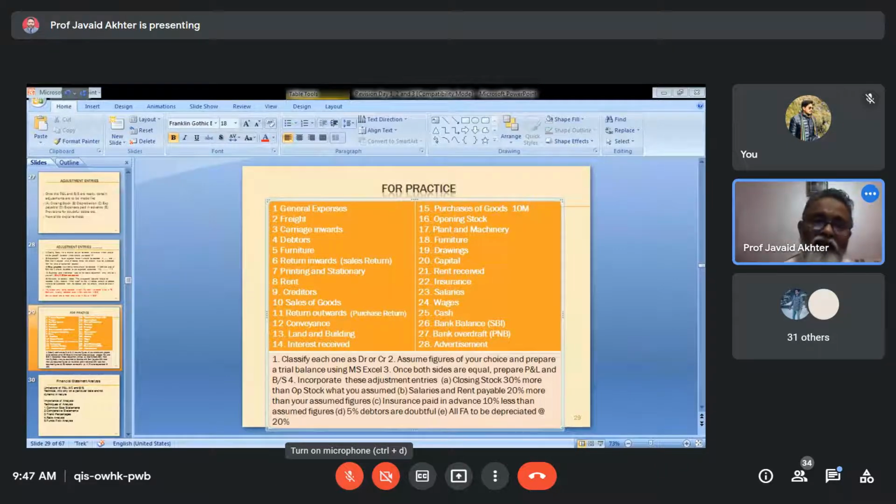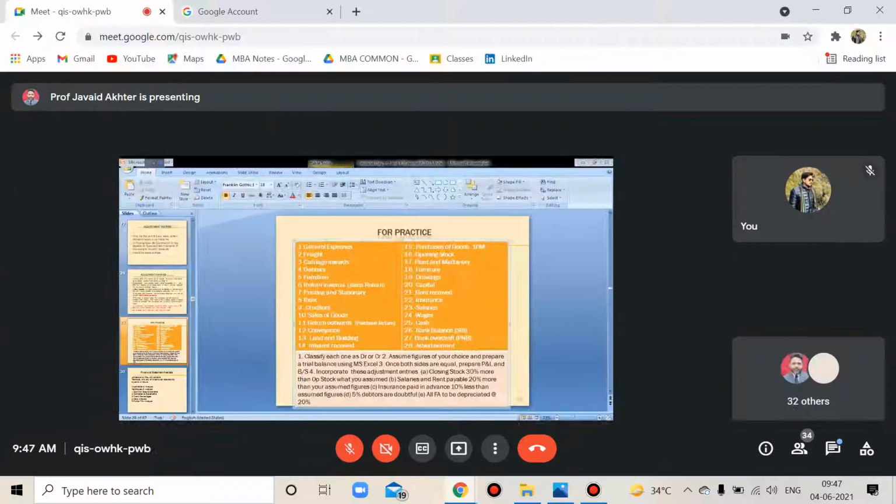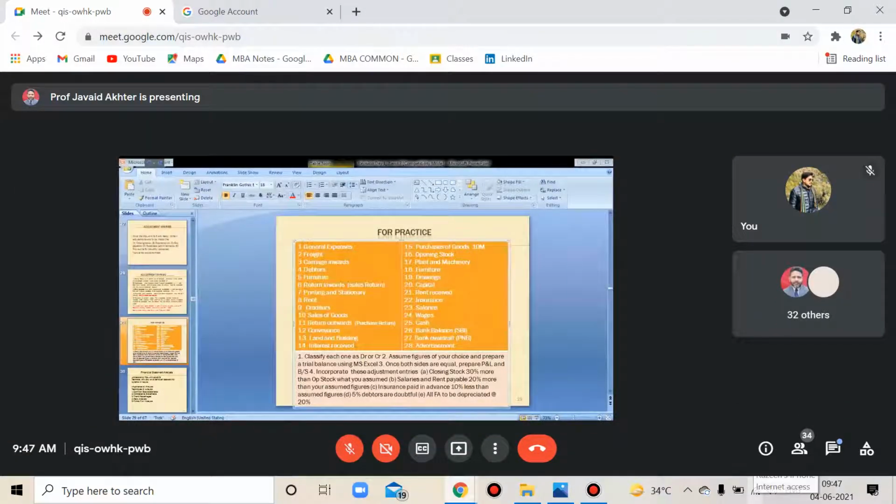Suppose after 10 years, the value of car in your books is 0, but car is still worth rupees 1 lakh. So what do you do?